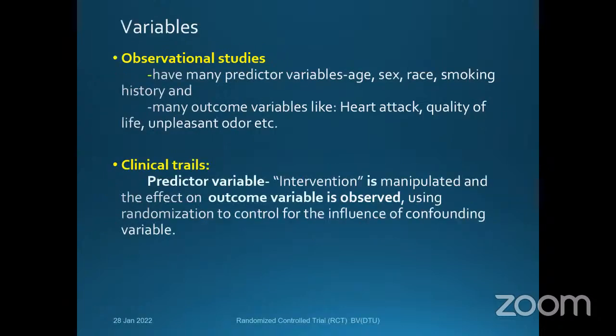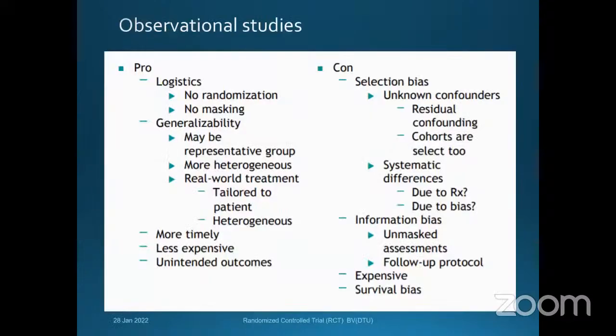And so observational studies have many predictor variables: age, sex, race, smoking history, etc. Many outcome variables like heart attack, quality of life, unpleasant odor, etc. But clinical trials are different. In the predictor variable, an intervention is manipulated, and the effect on the outcome variable is observed, using randomization to control for the influence of the confounding variables. So you will always have two groups. In the observational studies, there is no randomization, no masking, and results are generalizable to maybe a representative group, more heterogeneous, real, less expensive, with unintended outcomes.